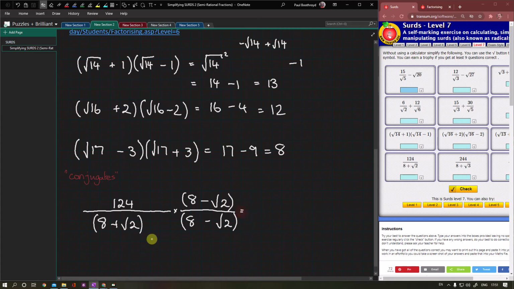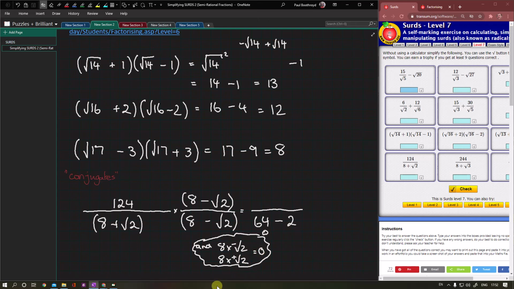And when we multiply through on the bottom, what we get is 8 times 8 is 64, minus root 2 times root 2, which is 2. Don't forget 8 times minus root 2 plus 8 root 2. That's what's disappeared. Don't forget it though. Don't get lazy with this. So we also have in our mind 8 multiplied by minus root 2 and 8 times plus root 2, and they both equal 0. That's why that disappears.